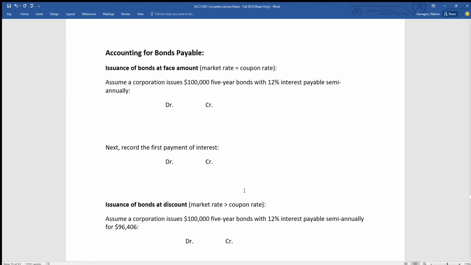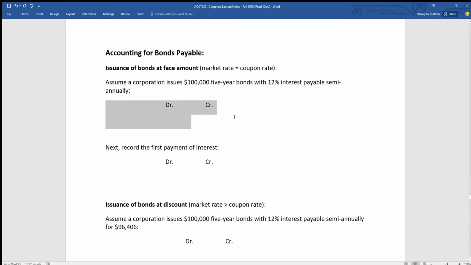Alright, right now we have this example. We're going to start off with probably the easiest of the three, when it equals. We assume a corporation issues a $100,000 5-year bond with 12% interest payable semi-annually. So the first thing we have to do is record the issue of the bond.